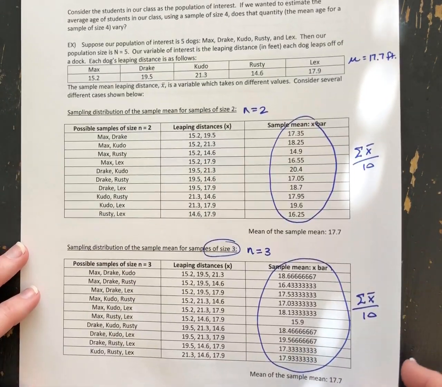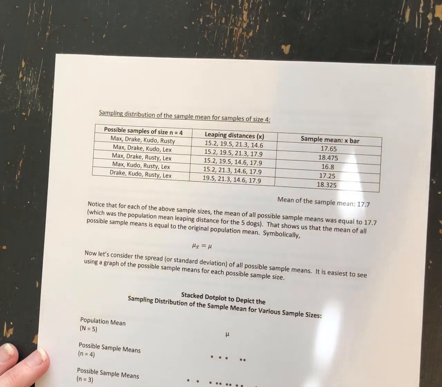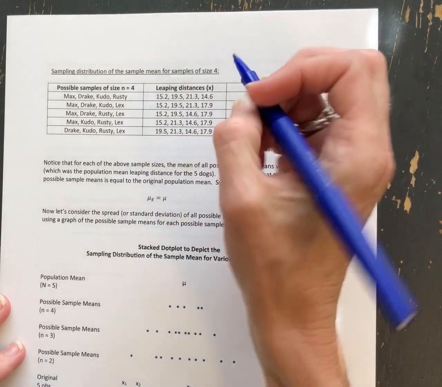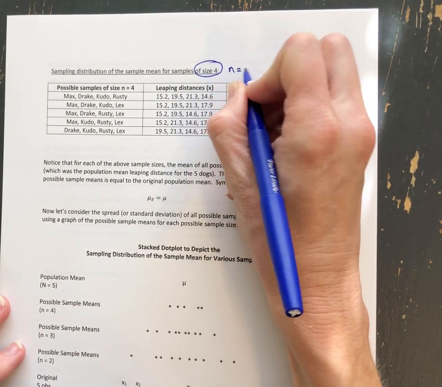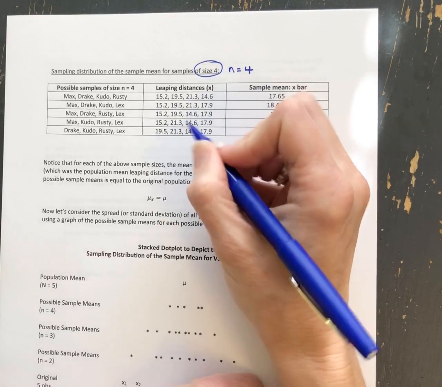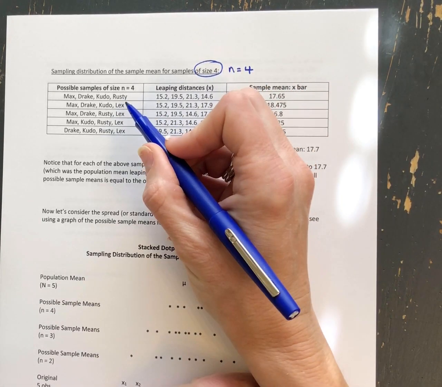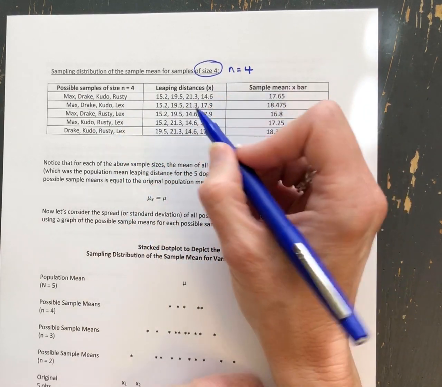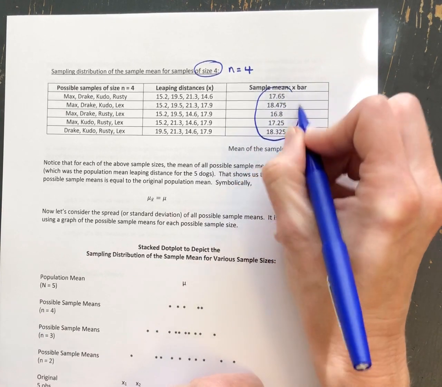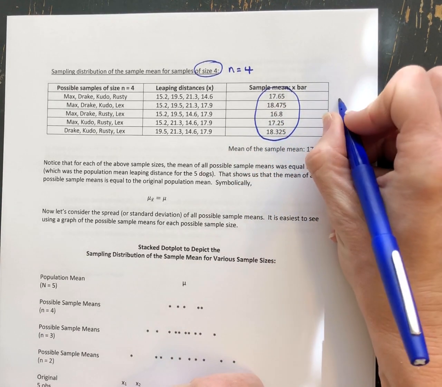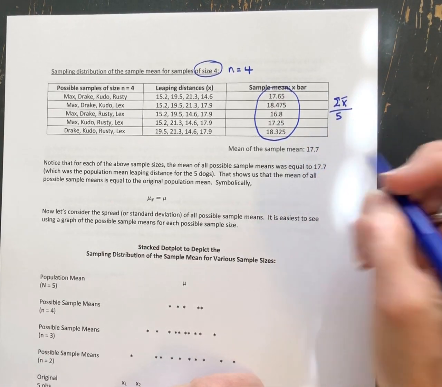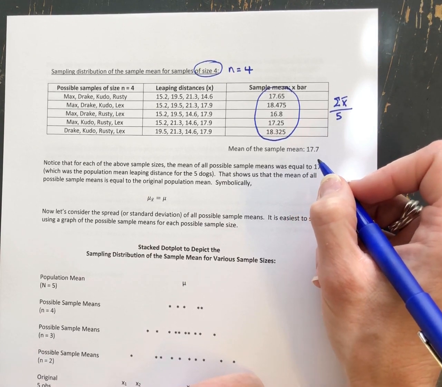We're gonna do this one more time. So here we've gone ahead and looked at samples of size 4. Remember, my whole population was only 5 dogs, so this is the biggest possible sample size I could get. I'm taking 4 out of the 5 dogs for my sample, calculating the resulting sample means. This time there are only 5 of them, but if I take the sum of those sample means and divide by how many of them there were, I again get 17.7.